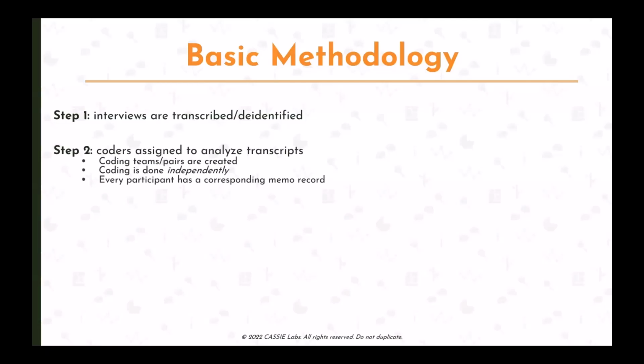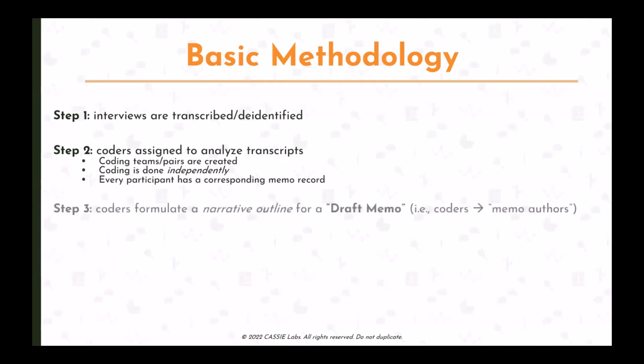In step two, this is where we're going to be coming in. We need to assign coders. This can be done through coding teams. I recommend following the work of Lee and doing what are called coding pairs. And again, we can have a conversation about that in a logistics meeting. Coding initially begins independently, but eventually we will get into a group and discuss this as a collective. And every participant should have a memo of record.